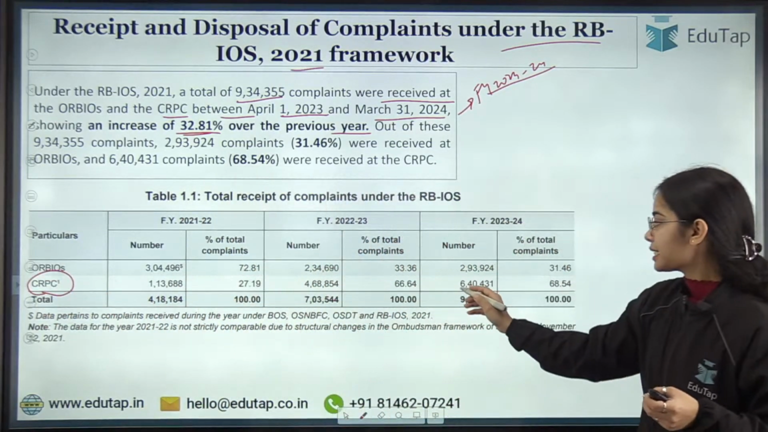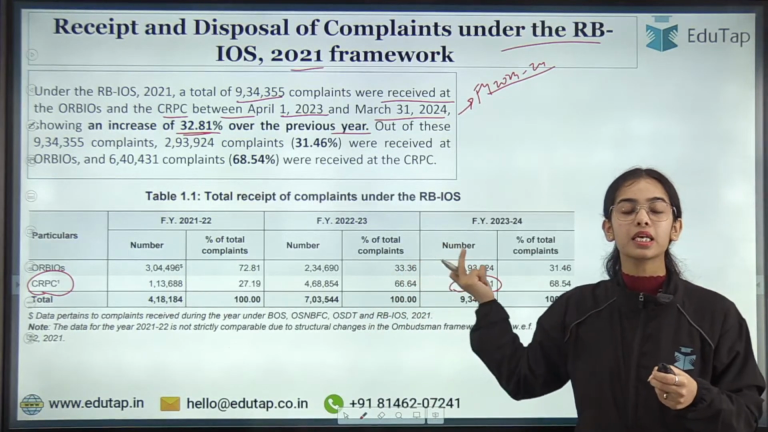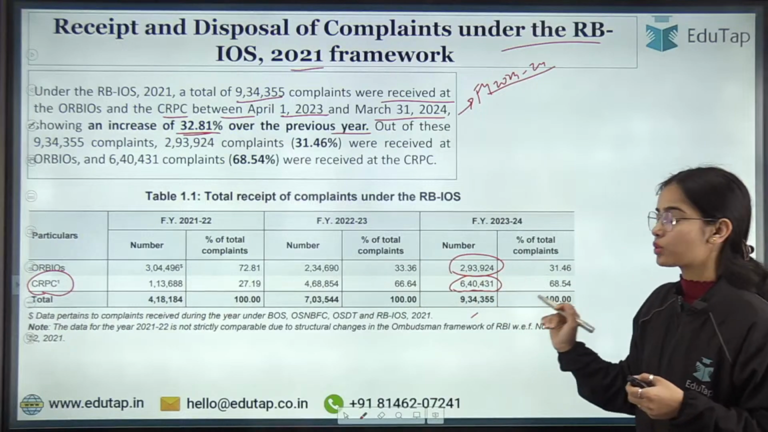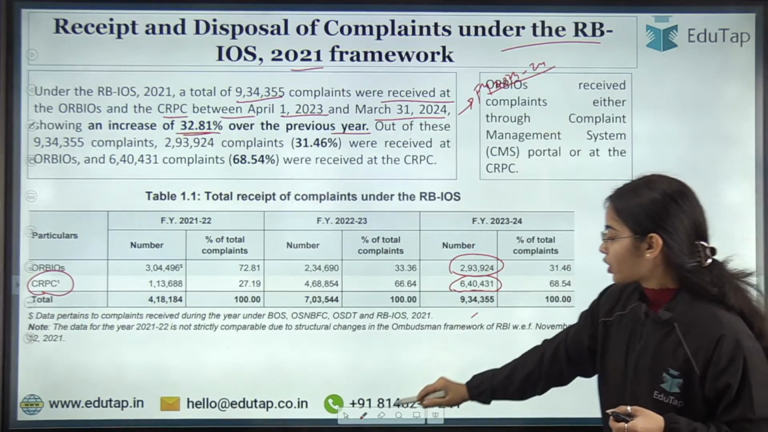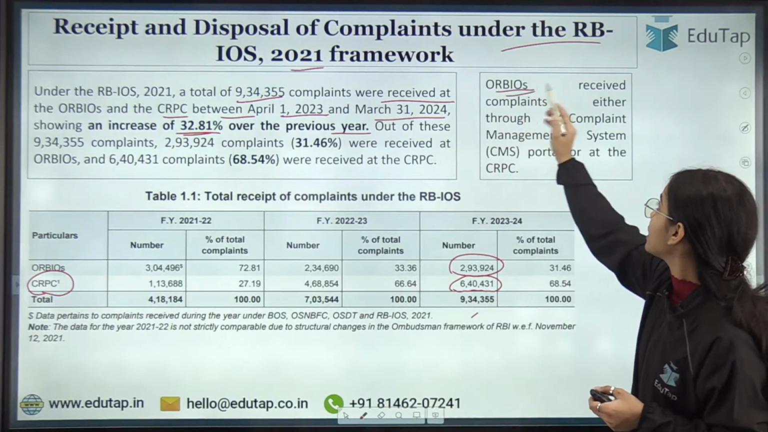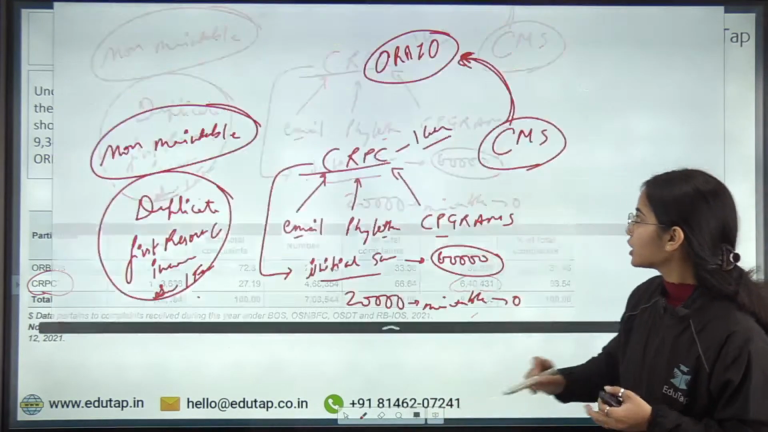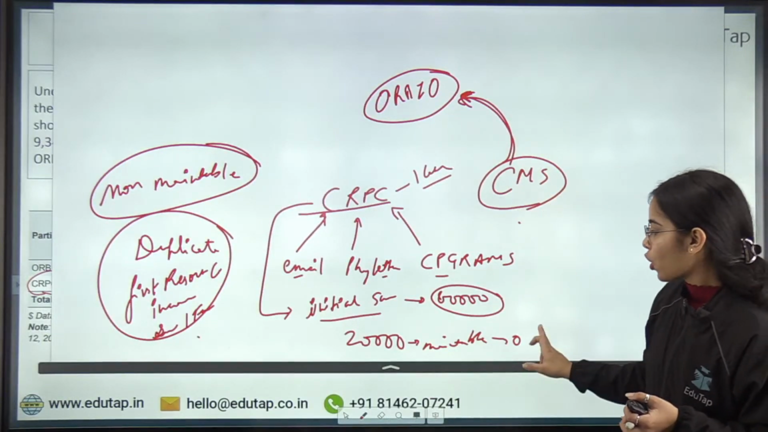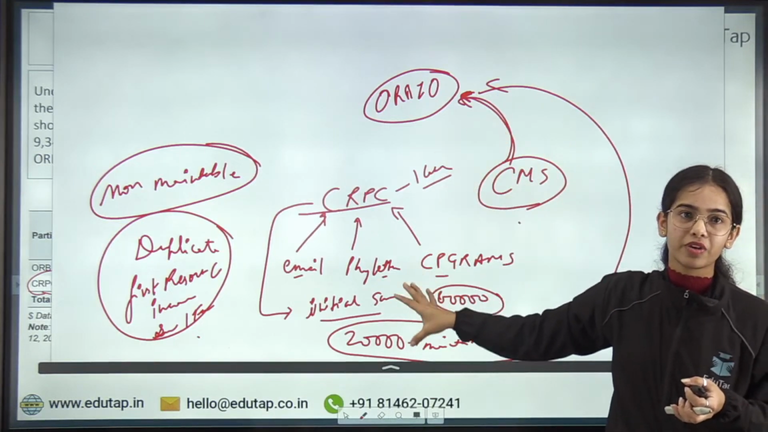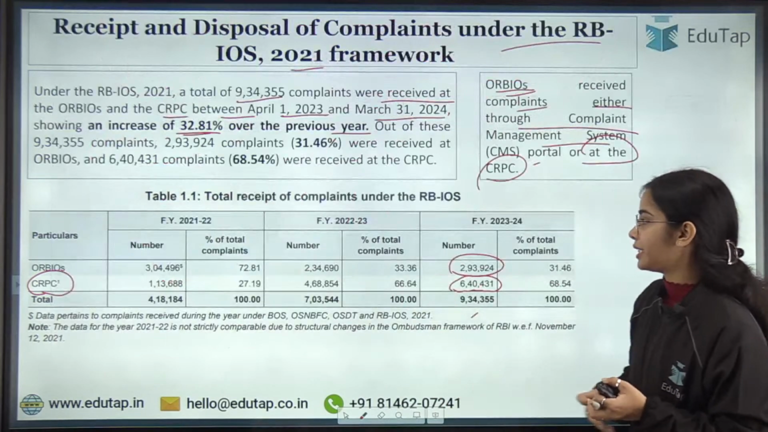Okay, so now basically it is said that the CRPC has received 6,40,000 complaints, that is handled by the CRPC. So the CRPC handled 6,40,000 complaints, and the offices handled 2,93,000 complaints. Now the offices of the RBI ombudsman are receiving complaints either through the CMS portal or from the CRPC. So either the offices are receiving complaints from the CMS, or they are receiving the maintainable complaints from the CRPC after the initial scrutiny has happened, okay. So this is the idea.